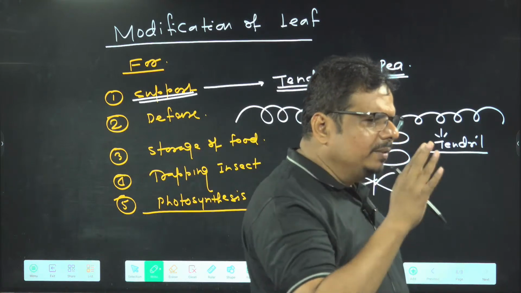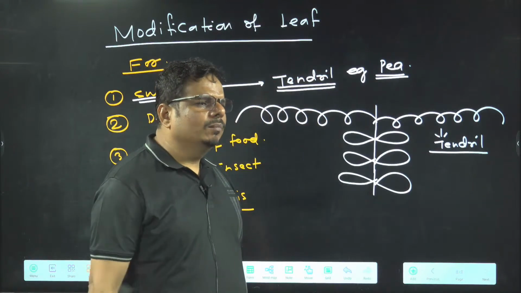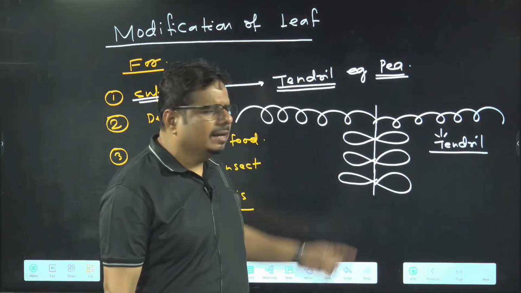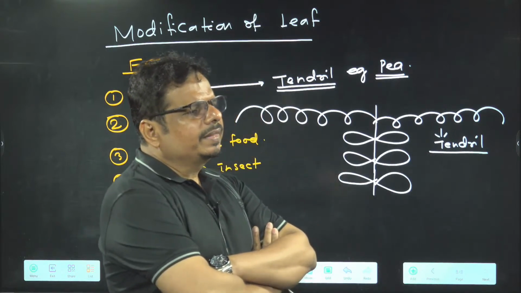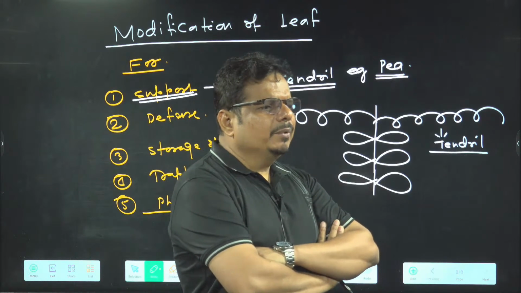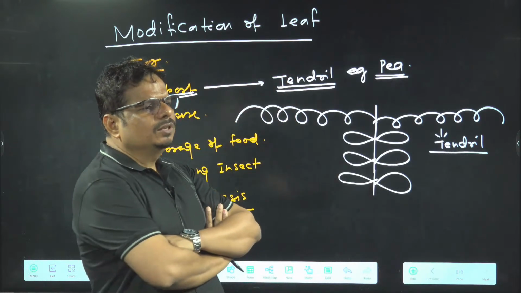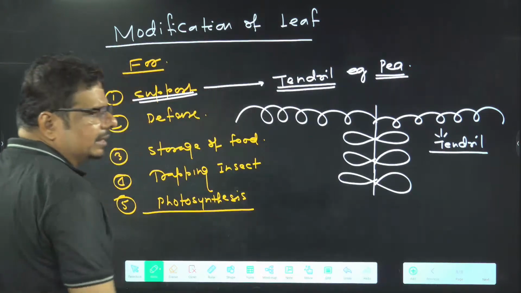It differs from example to example. In pea plant, tendril is formed by whom? Leaf, or you can say leaflet, the upper leaflet. And in the case of gourds and grapevine, tendril is produced from which one? Axillary bud. Getting the idea? So it depends upon the example.